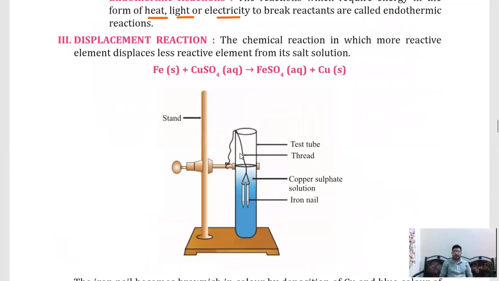Next, displacement. Till now we have seen two. First one, combination. What is combination? If A plus B, or simply, if two reactants are combining together, they form one product called AB. Second, we have seen decomposition, where the AB reactant splits into A plus B products. Right. Now displacement. What is displacement?